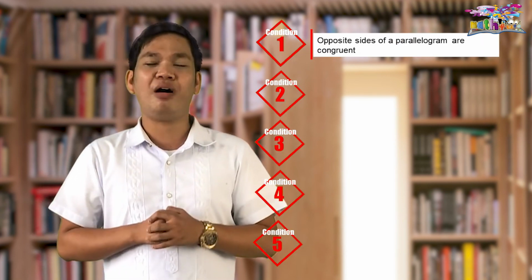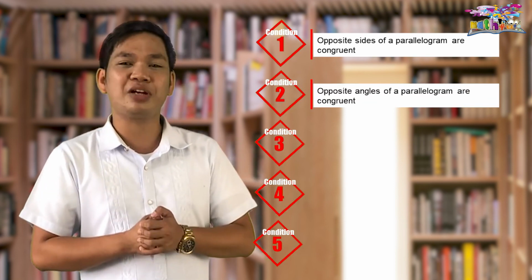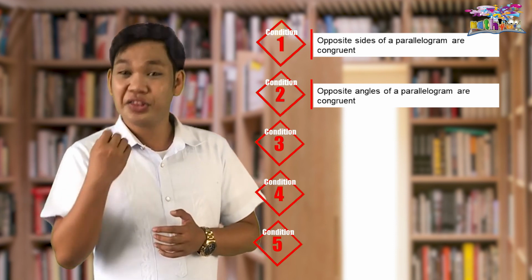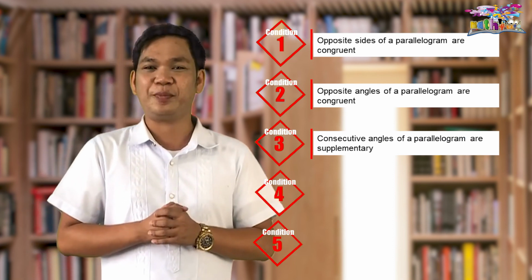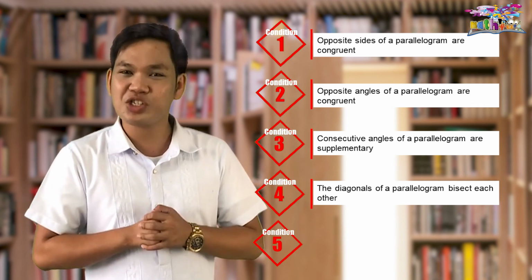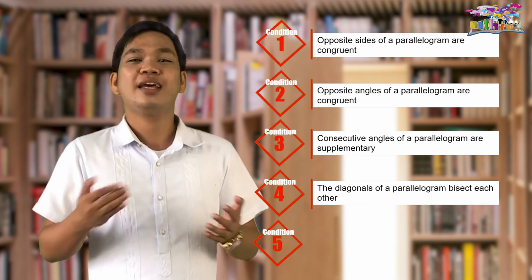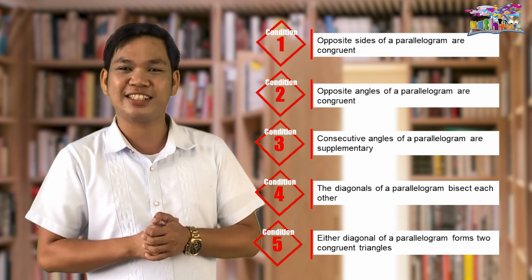Before we end this, let us always remember the conditions that guarantee a quadrilateral is a parallelogram. First, opposite sides of a parallelogram are congruent. Second, opposite angles of a parallelogram are also congruent. Third, consecutive angles of a parallelogram are supplementary. Fourth, the diagonals of a parallelogram bisect each other. And lastly, either diagonal of a parallelogram forms two congruent triangles.